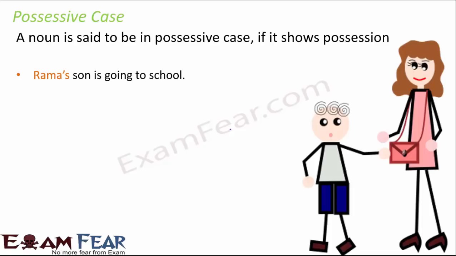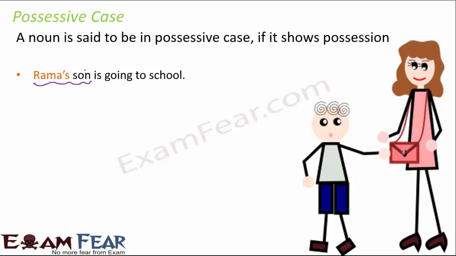So let us look at this example. Rama's son is going to school. If you look at this part, Rama's son, what does that mean? That means that the son belongs to Rama. Correct? So it shows Rama's possession over the son. Right? So it's Rama's ownership. Correct? So Rama's son is going to school.